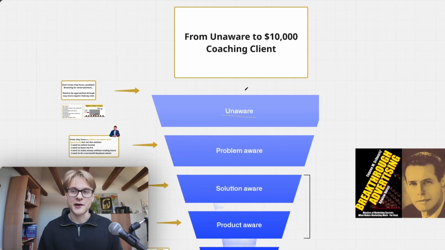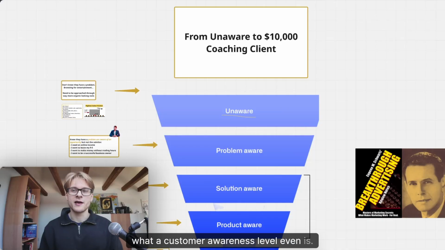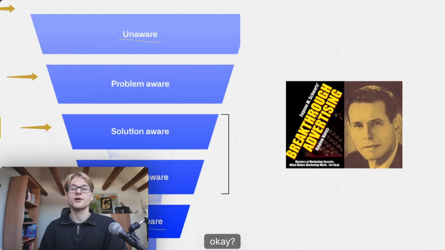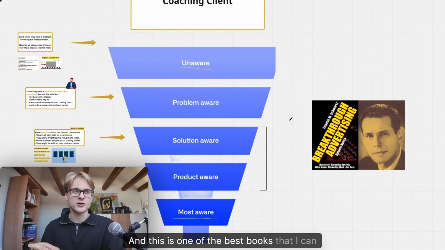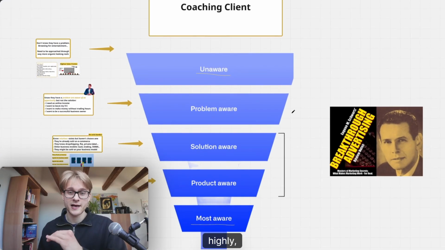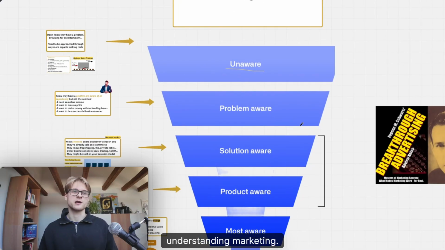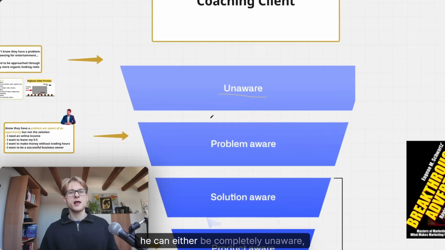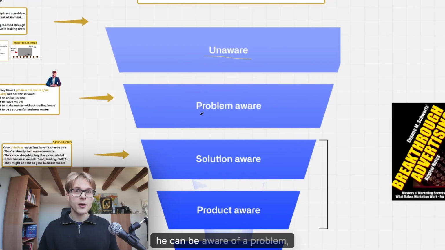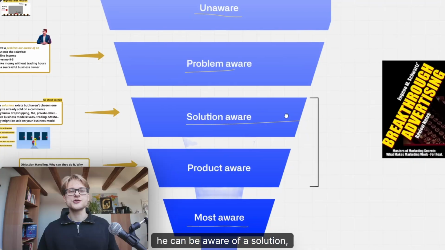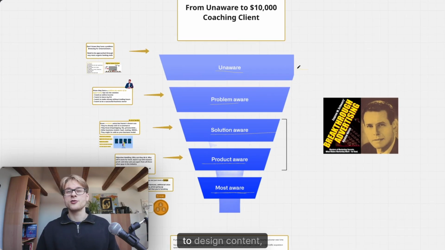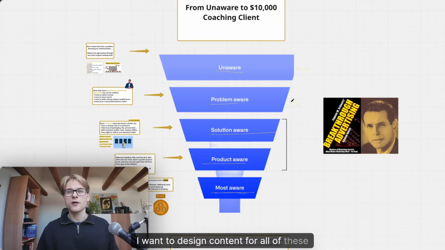Now, look, first of all, you need to understand what a customer awareness level even is. There's this book called Breakthrough Advertising from Eugene Schwartz, and this is one of the best books that I can highly recommend when it comes to understanding marketing. So basically, when you have an unaware lead, he can either be completely unaware, aware of a problem, aware of a solution, aware of a product, or most aware. And I want to design content for all of these different awareness levels.